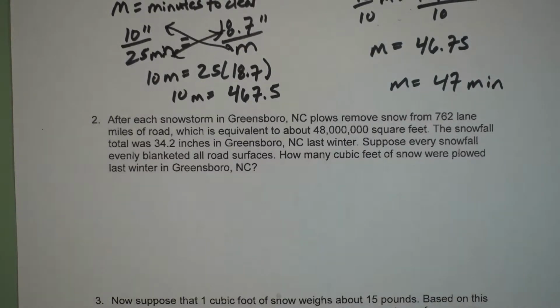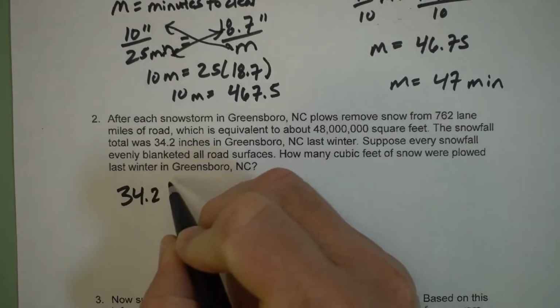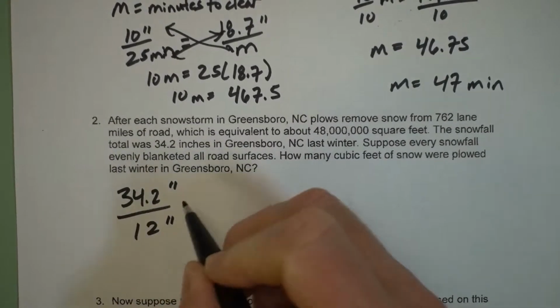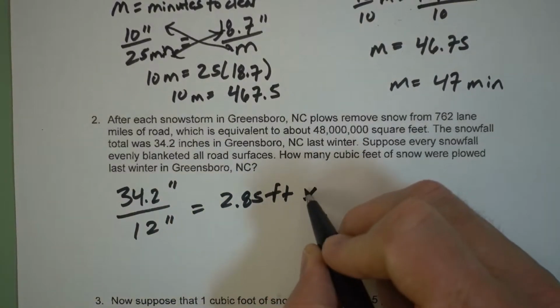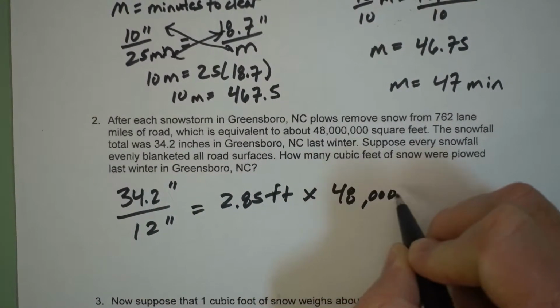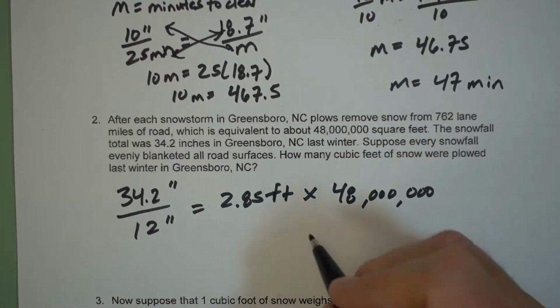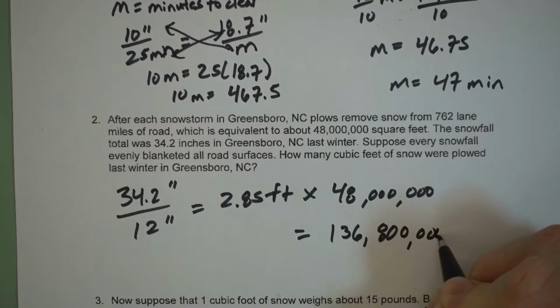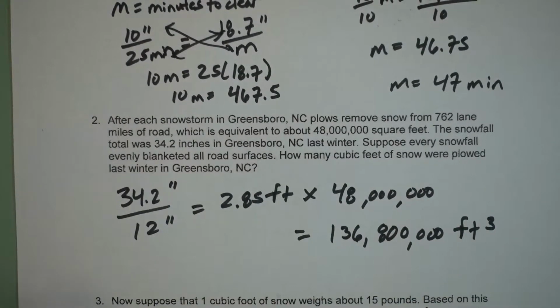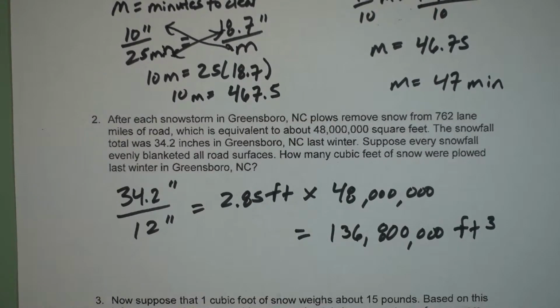And so we're actually looking at cubic feet of snow, and that's how we're going to calculate that. So we know that we had 34.2 inches. We're going to have to divide that by 12 inches, and that's going to give us 2.85 feet. Times the 48 million square feet of lane roads equals 136,800,000 cubic feet of snow removed in the city of Greensboro last year.